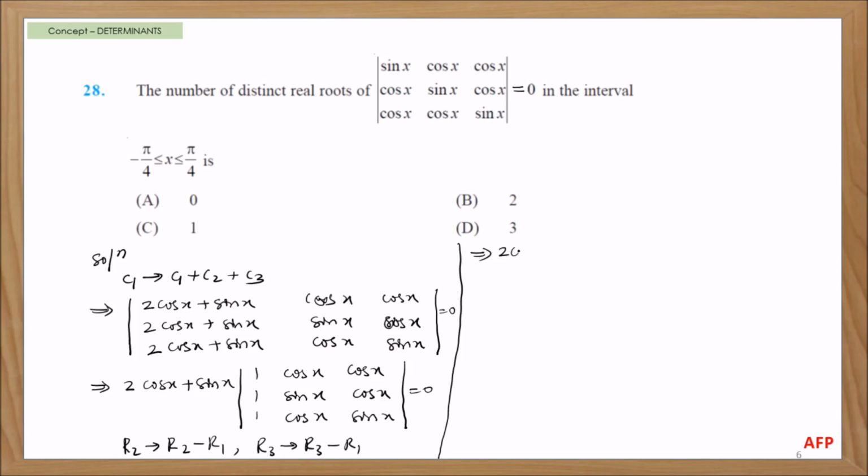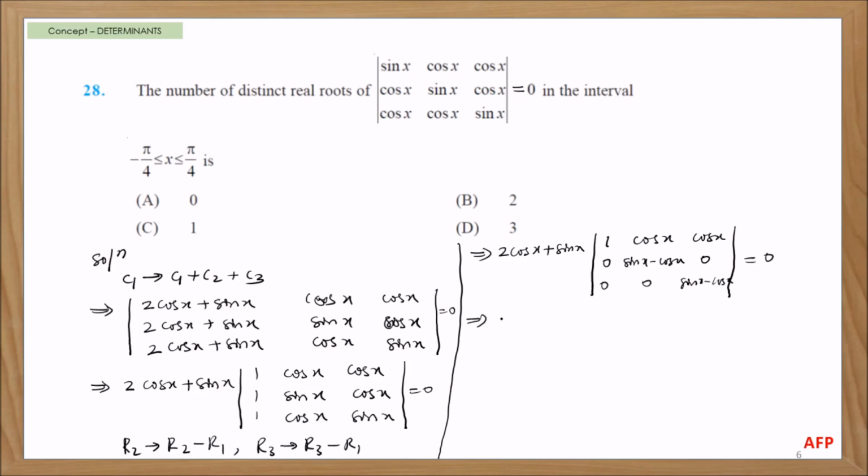Now 2 times cos x plus sin x. So first row as it is, we are not changing. The second row 0 we got, here we got sin minus cos. Okay, cos minus cos is 0. Here also third row we have 0, and sin minus cos we got. Okay, it is equal to 0.